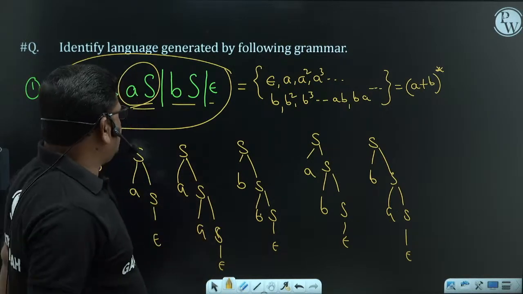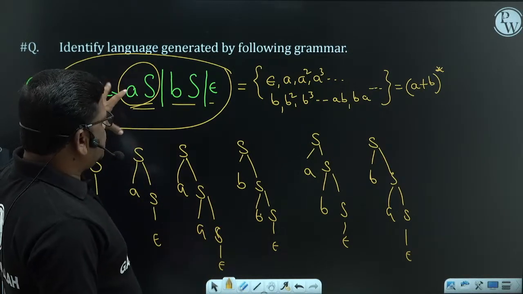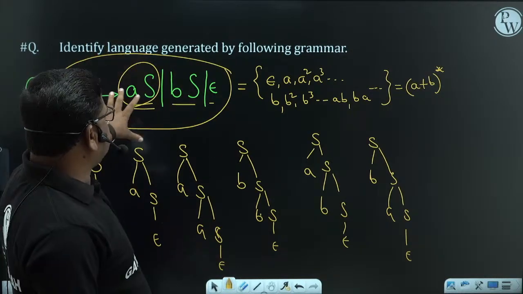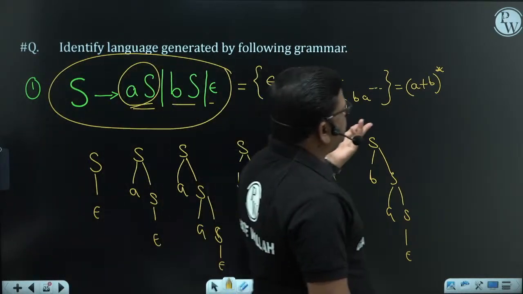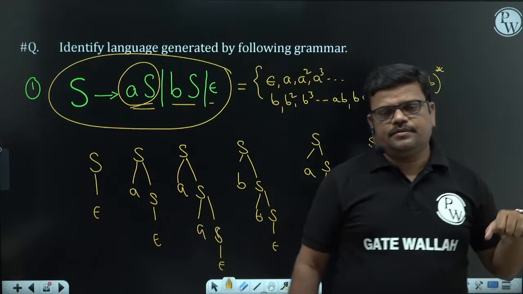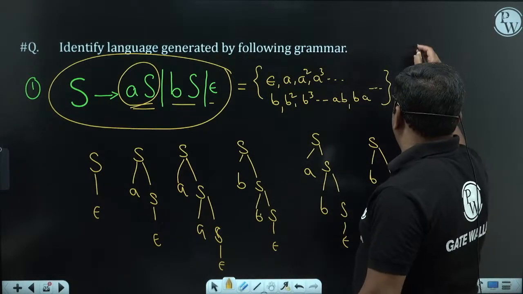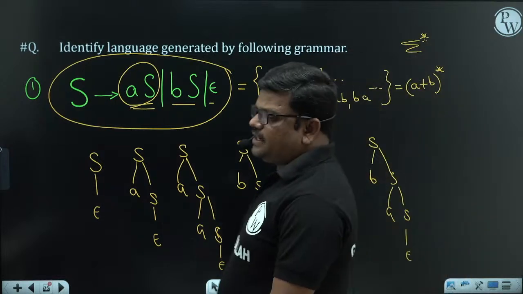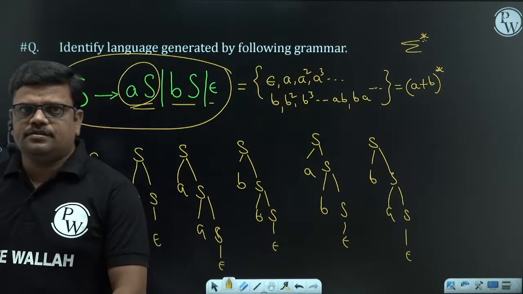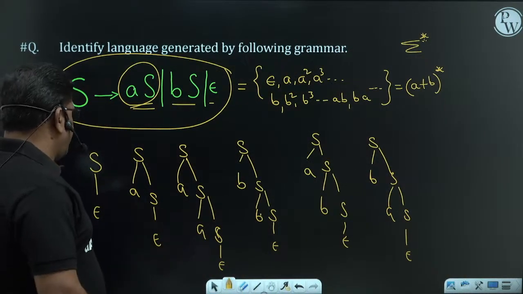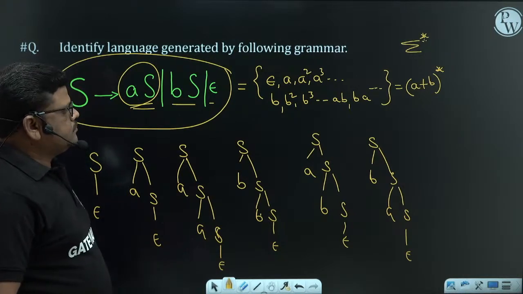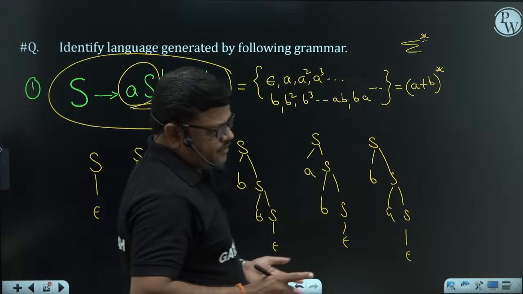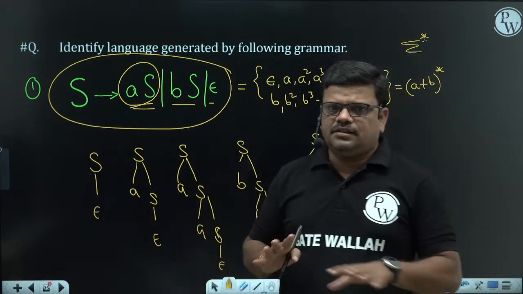Right. So for this grammar, what is the question? Identify the language generated by the following grammar. For this grammar, the language is nothing but the complete language, (A plus B) whole star. That is, it is generating sigma star. That is the answer for this. Right. I think it is easy, it requires only practice. You just need to practice. There is nothing more than that.